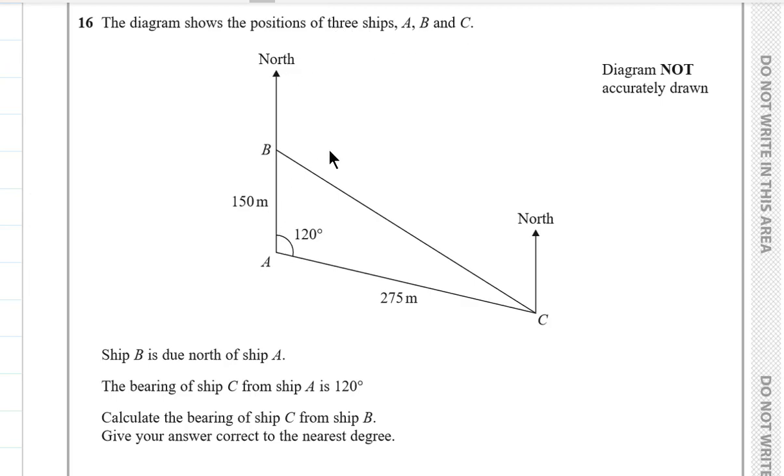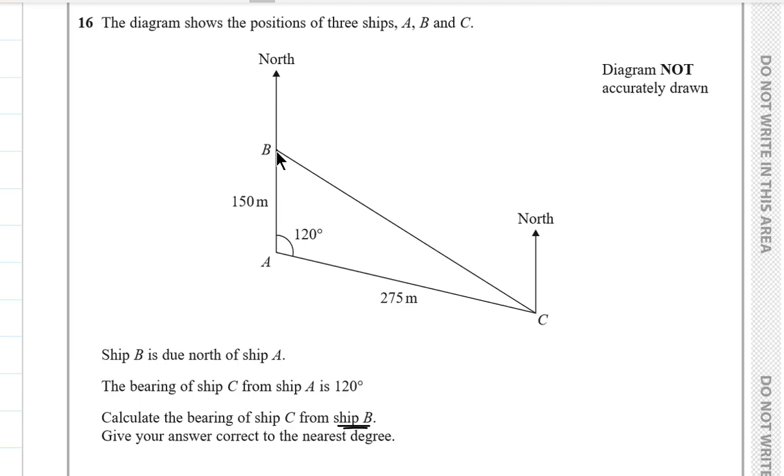16. The diagram shows the positions of 3 ships, A, B, and C. Ship B is due north of ship A. The bearing of ship C from ship A is 120 degrees. It's clear here. Calculate the bearing of ship C from ship B. Okay, the letter which is after from is the vertex of the angle.